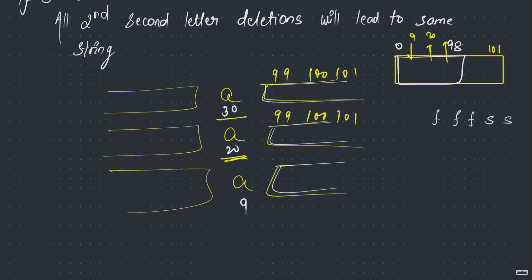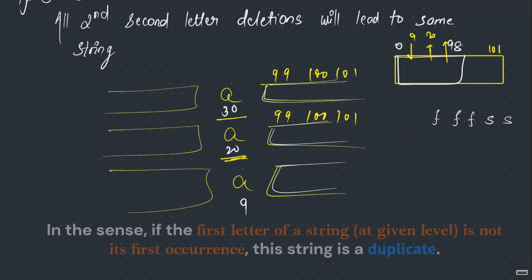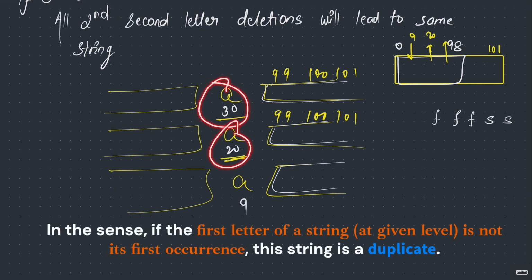My argument to you here is, if after some first letter deletions, you are reaching a letter which is not its first occurrence, this path doesn't make sense to us. Why? Because this same thing can be achieved by a guy with its lower occurrence. To reach this A, you would have applied some first letter deletions. My question is, if you are reaching this A at the 30th index, and it is not its first occurrence, this path doesn't make sense to you.